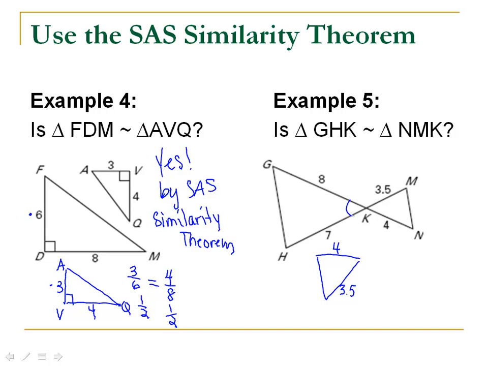And if you notice, they've got vertical angles here. So these two angles are congruent. That's by vertical angles. So let's check here. 8 over 4, my congruent sides. And I also have 7 over 3.5. Well, 8 divided by 4 is 2. 7 divided by 3.5, that's also true.